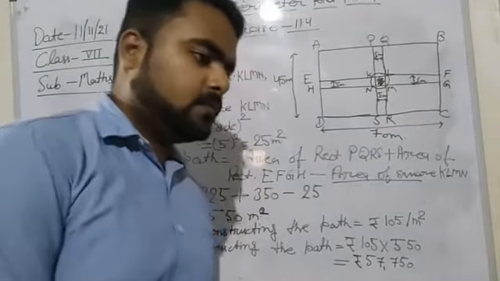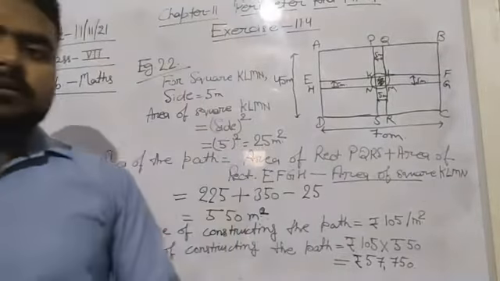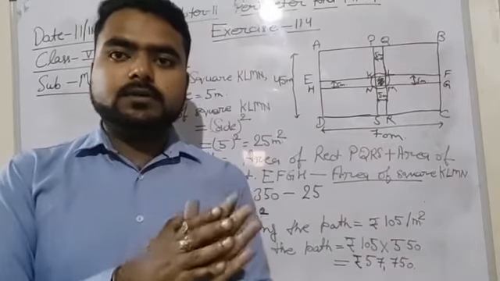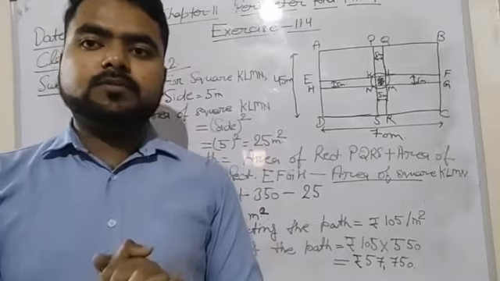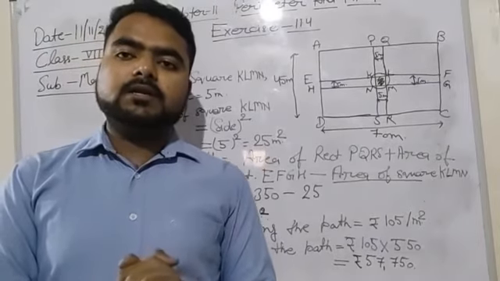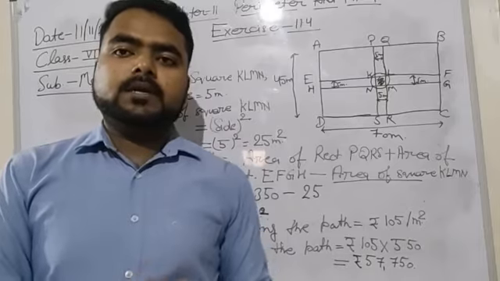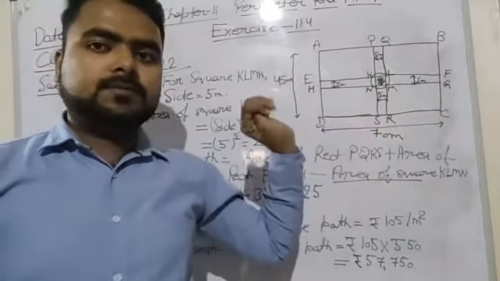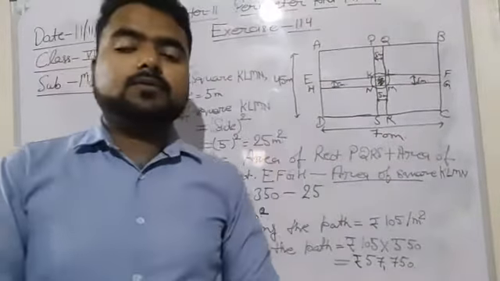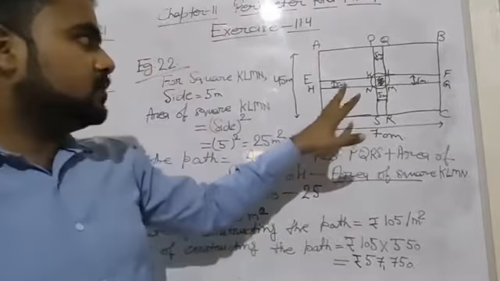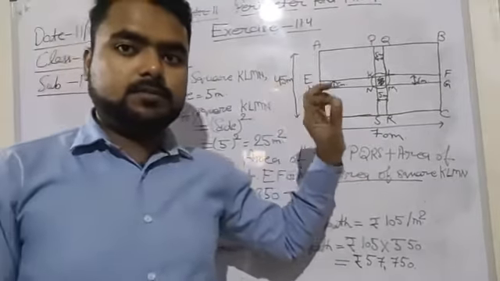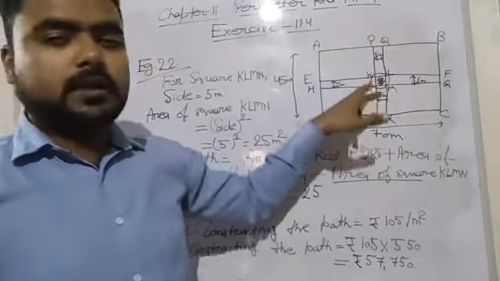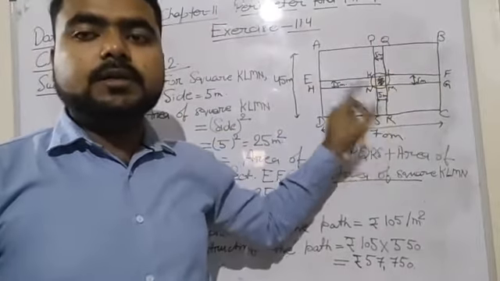So class, in this question we have to find the area of the path which we have to construct in between the rectangular field. The width of the field is 45 meter and the length of the field is 70 meter, and there are paths named PQRS and EFGH. Okay. So now if we have to construct them, then we have to find the area of these two paths. For that we have to find the length and breadth of rectangle PQRS and of rectangle EFGH.